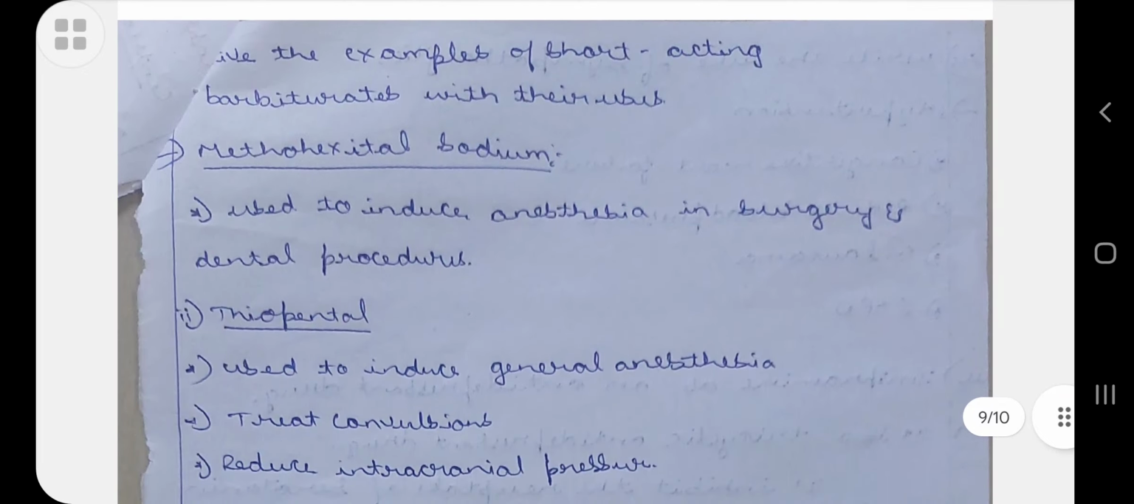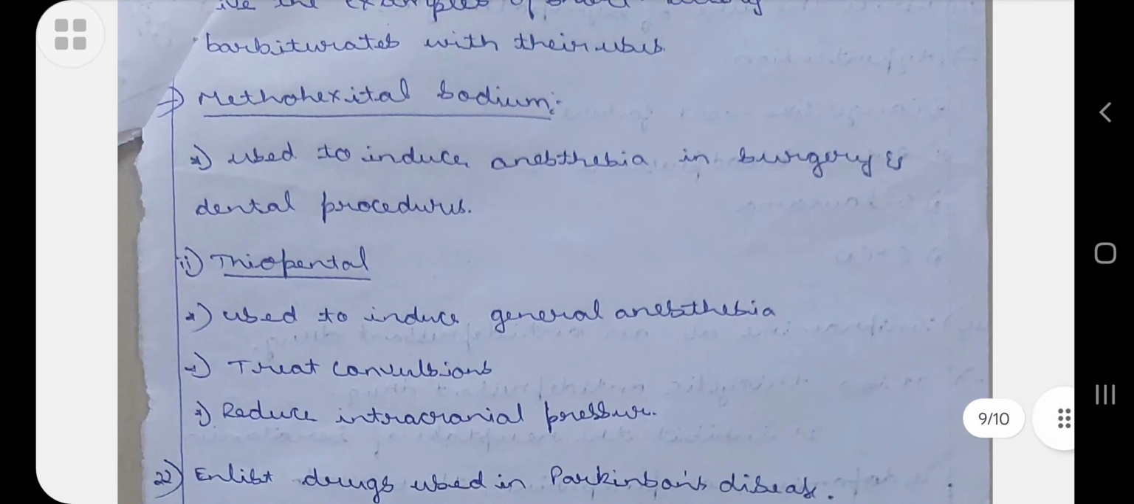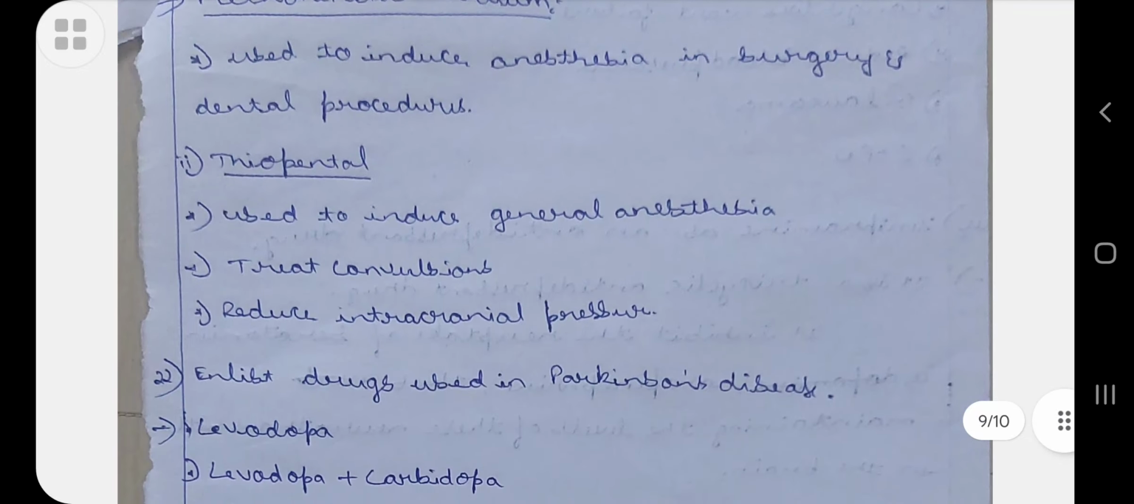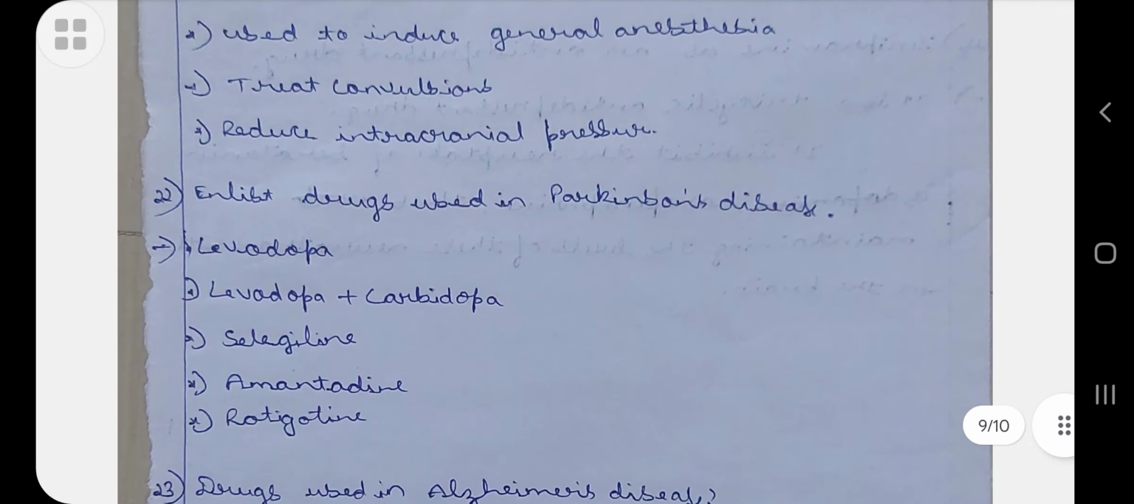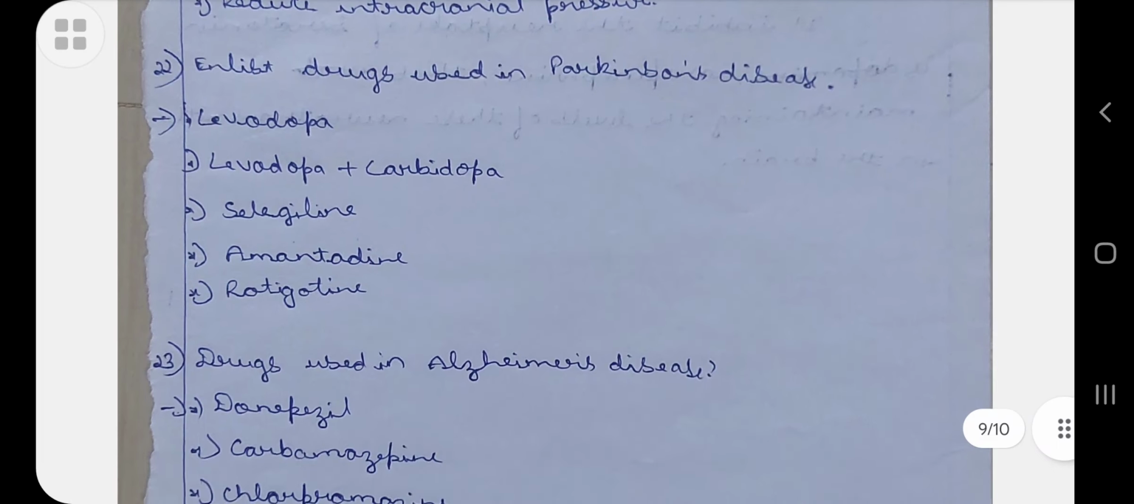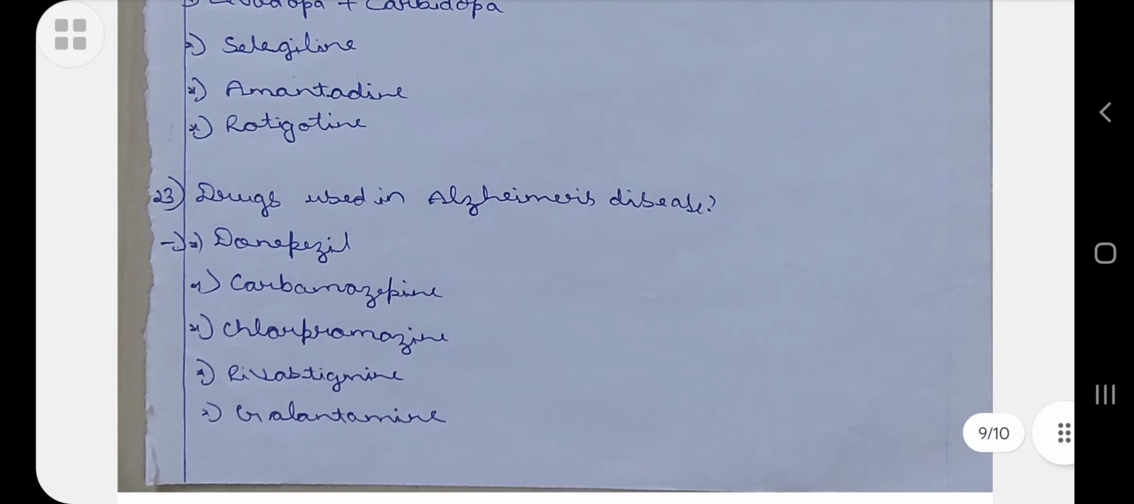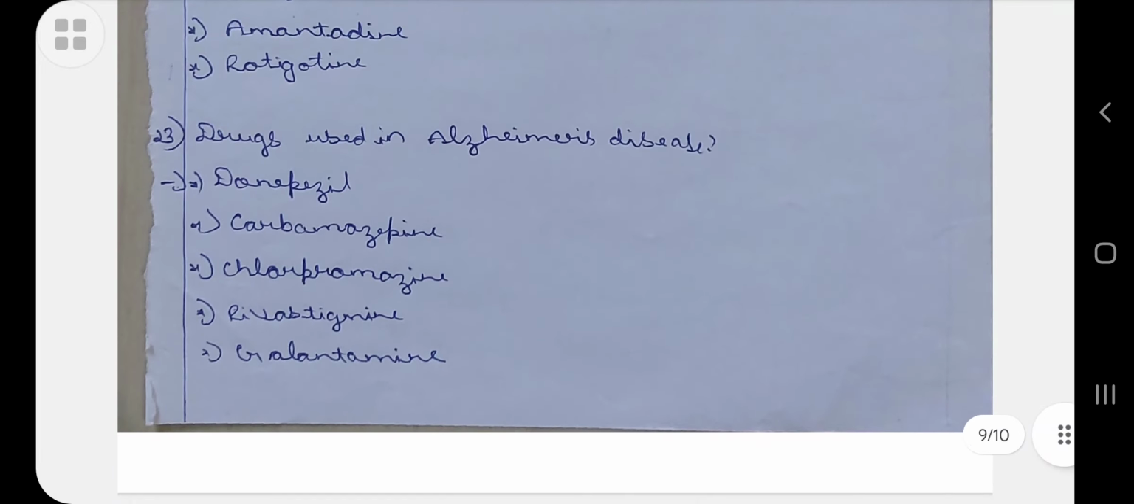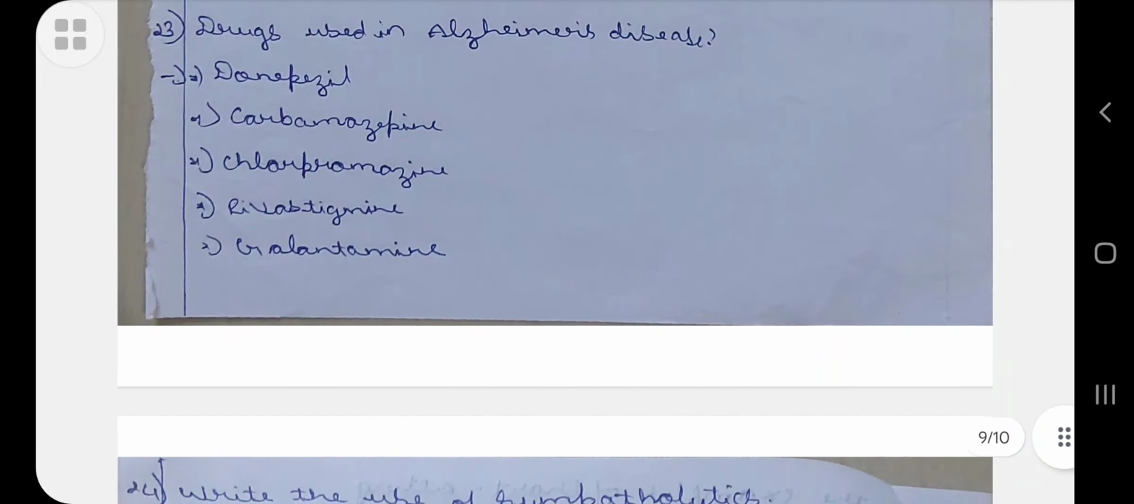Example for short acting barbiturates: methohexital sodium, then thiopental. Enlist the drugs used in Parkinson's disease: levodopa, carbidopa, selegiline, then amantadine, rotigotine. Drugs used in Alzheimer's disease: donepezil, rivastigmine. These all are.